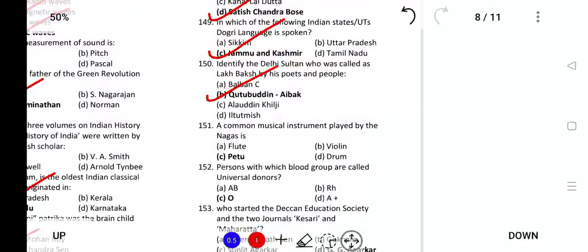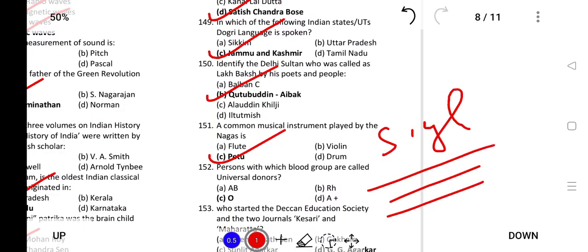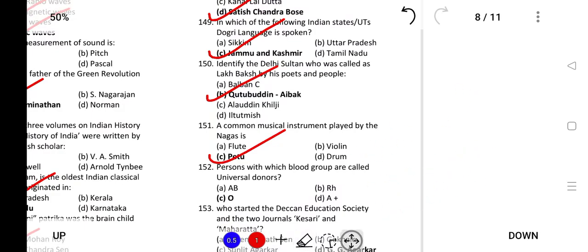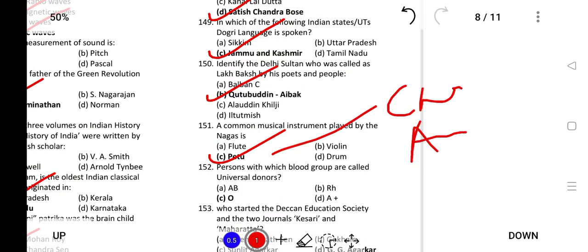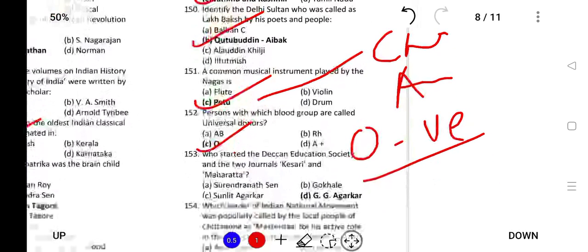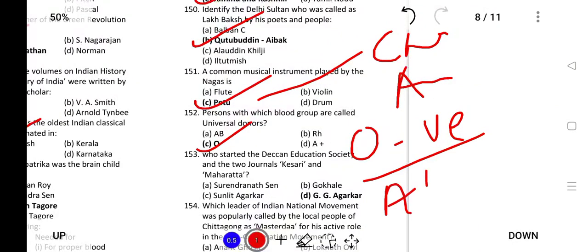A common musical instrument, the petu. It is a single string. Like a guitar, it is an instrument with a single string. So it is also known as petu, most used by the Chakhesang and the Angamis. Universal donor is O negative, and universal acceptor is AB.